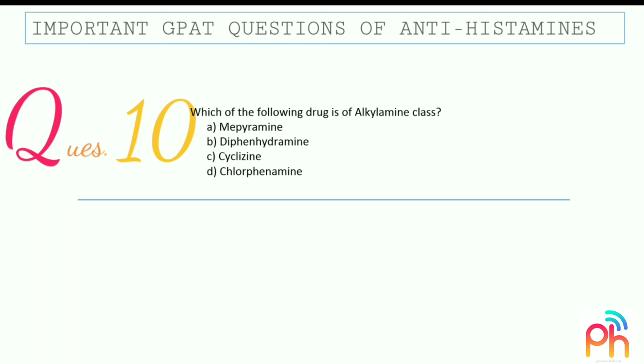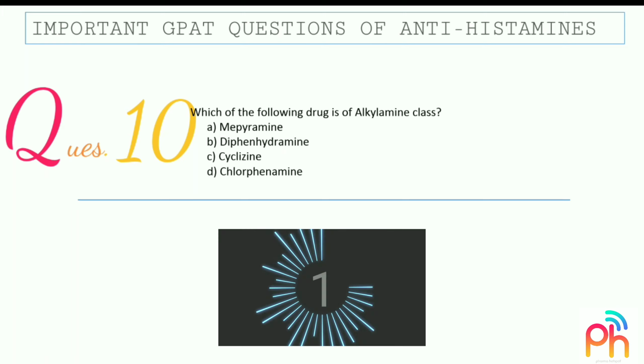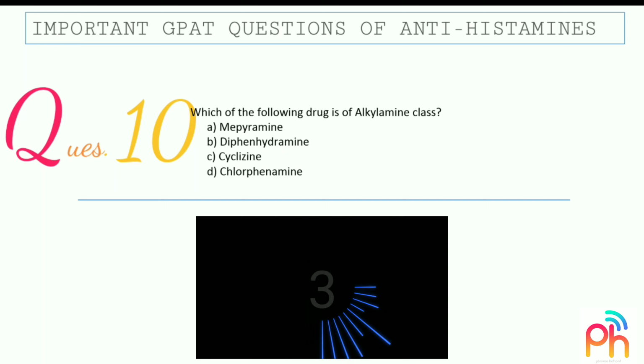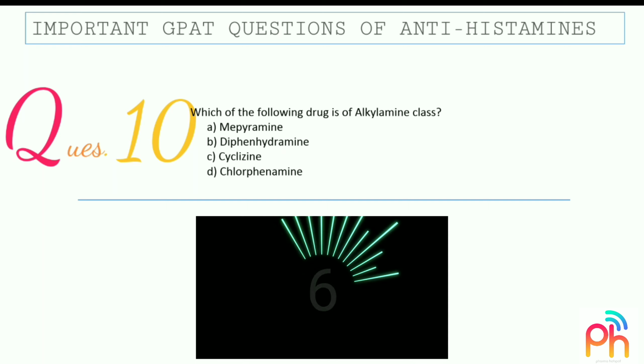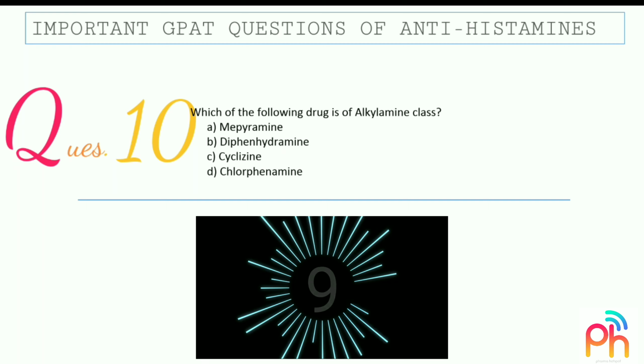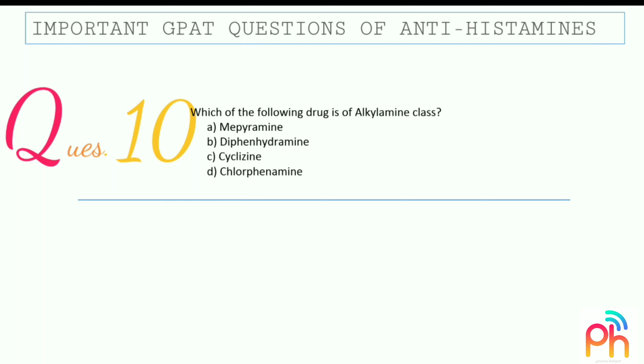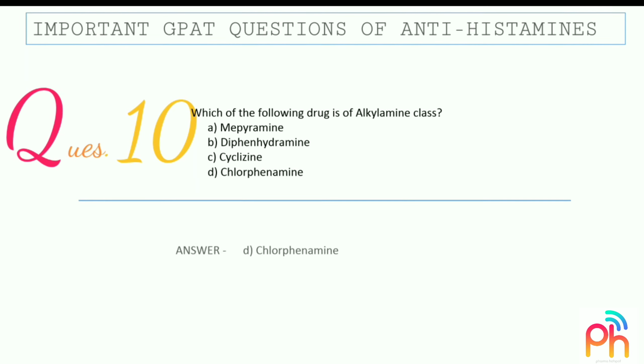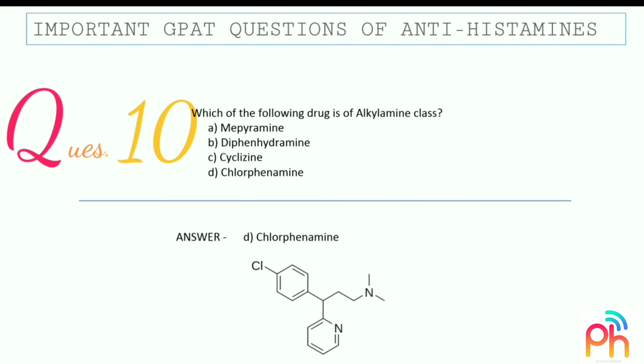Okay, we have the last question of this session: which of the following drugs is of the alkylamine class? The options are the same as the previous one: mepyramine, diphenhydramine, cyclizine, or chlorpheniramine. You have 10 seconds to think. Okay, so the correct answer is chlorpheniramine. And here is the structure.